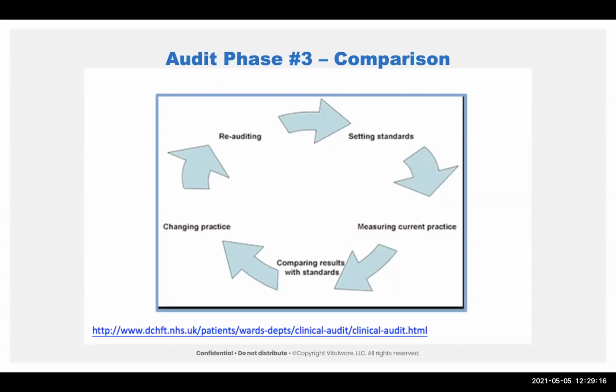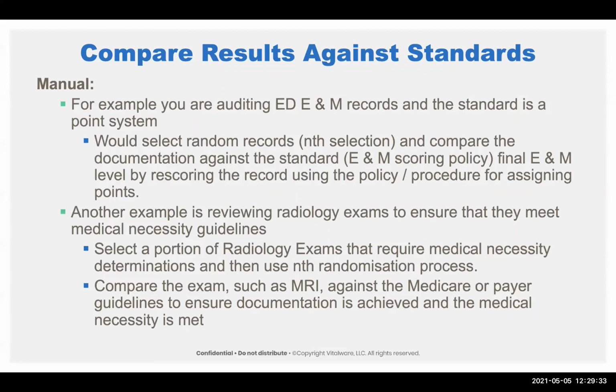Say I have a standard that's a national coverage determination for a TAVR, then I'm going to look and see what it is that I need to make sure of for medical necessity. For example, you're doing an ED E&M record. The standard's going to be a point system, and that point system is going to be an nth record selection. Your policy and procedure will be based on 2008 OPPS guidance for creating an E&M leveling tool.